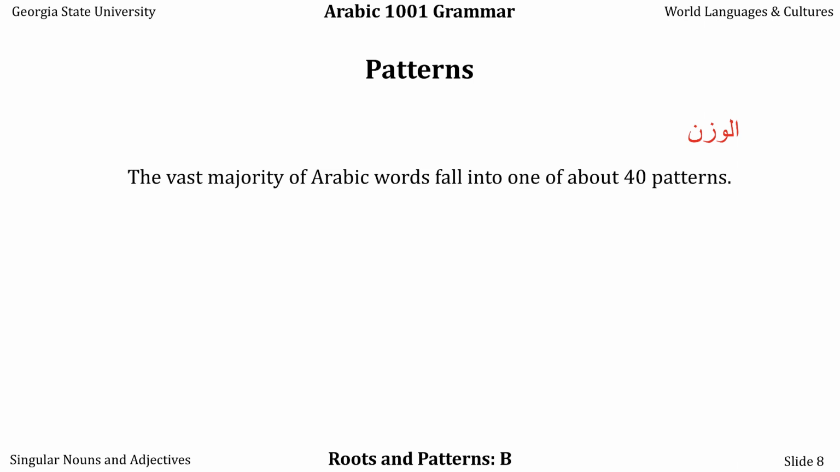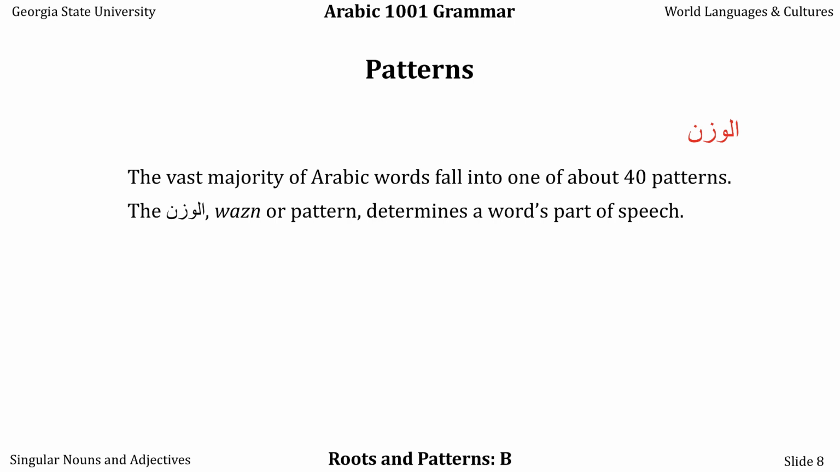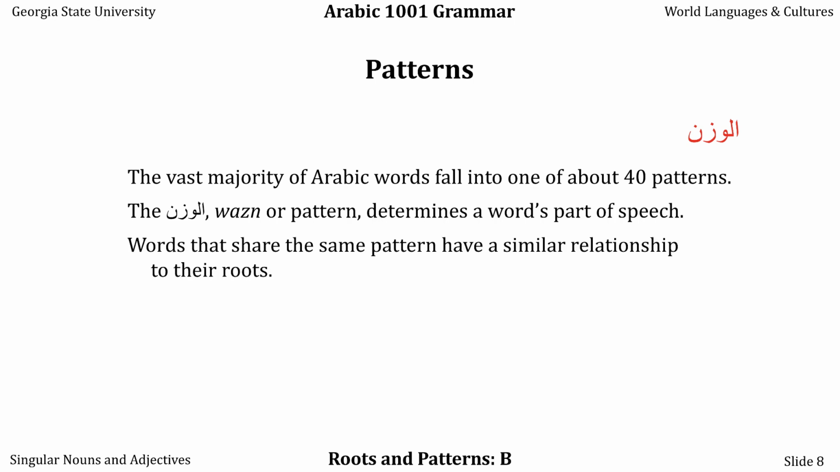Wazn originally means a little weight, like you would put on a scale with two balances. Ultimately, it came to be our grammatical word for pattern. The vast majority of Arabic words fall into one of about 40 patterns. The wazn, or pattern, determines a word's part of speech, whether it's a noun, an adjective, a verb, and so forth. Words that share the same pattern have a similar relationship to their roots.